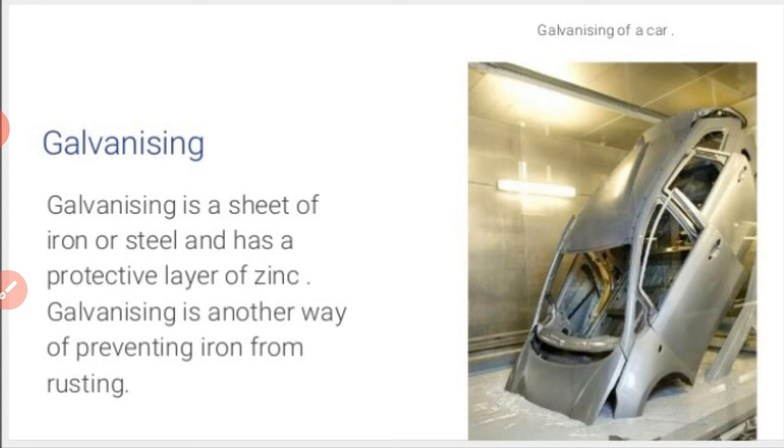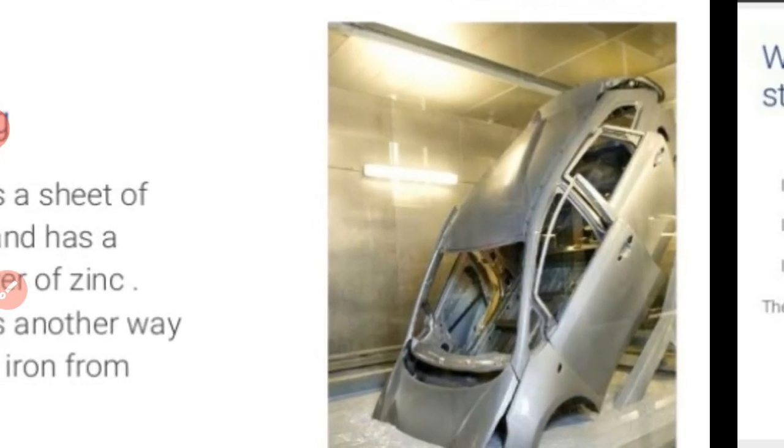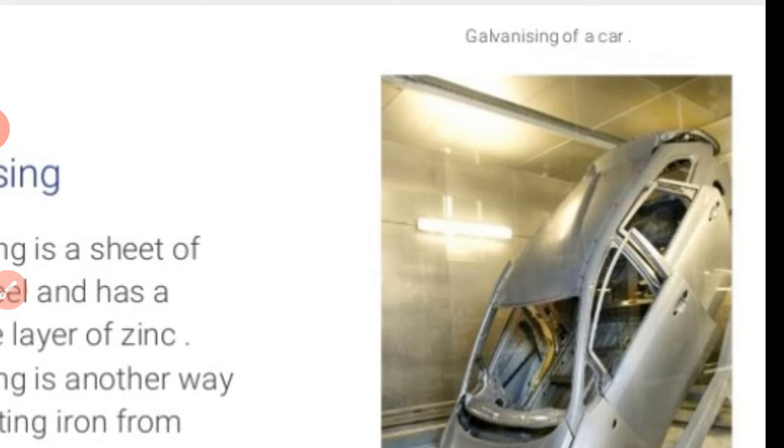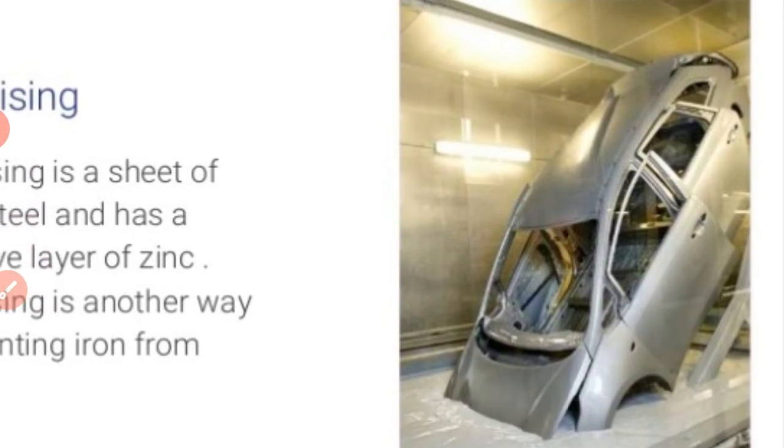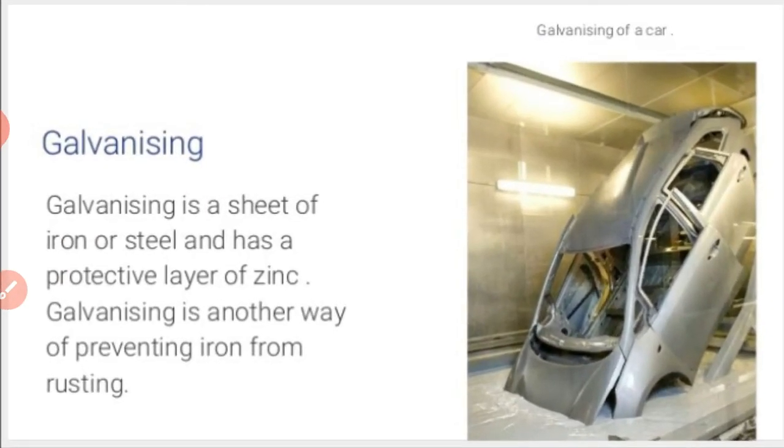Galvanizing is another best way of protecting iron from rusting. You can see this picture, it's a car. The car has been galvanized. After galvanizing, if it ever contacts water and oxygen, it cannot rust because it's protected by the galvanized sheet. That sheet is made of iron and steel and covered by a zinc layer.